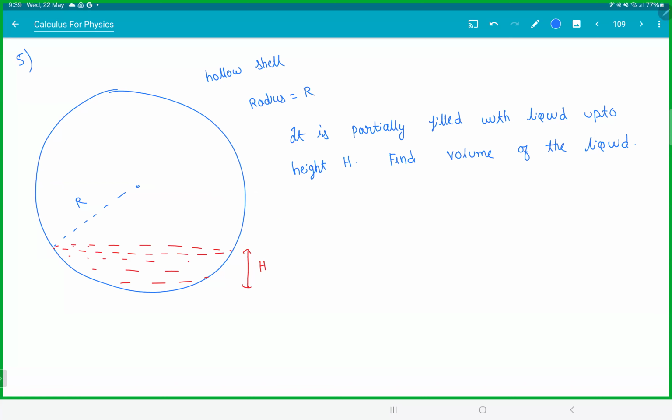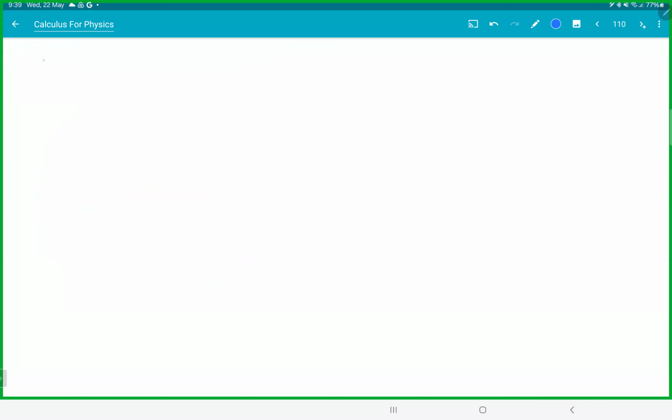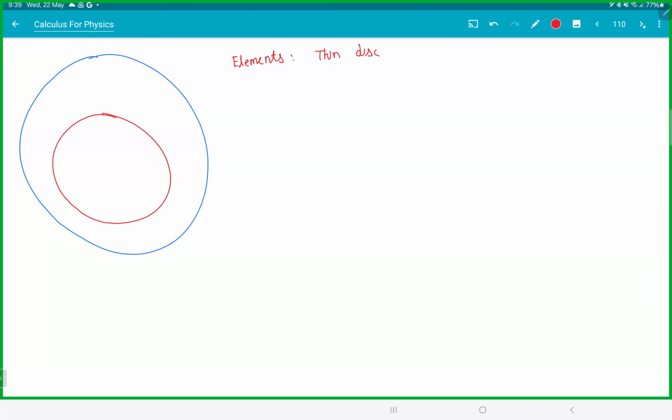So let's see how to do this, but listen carefully. For this, we will choose the elements as disks. Because here taking shells doesn't make sense. If I take a shell like this, is there any water here? There's no water there.